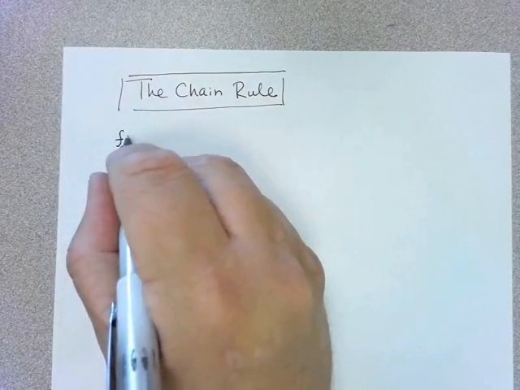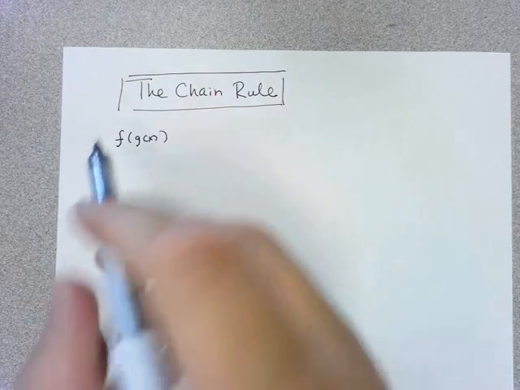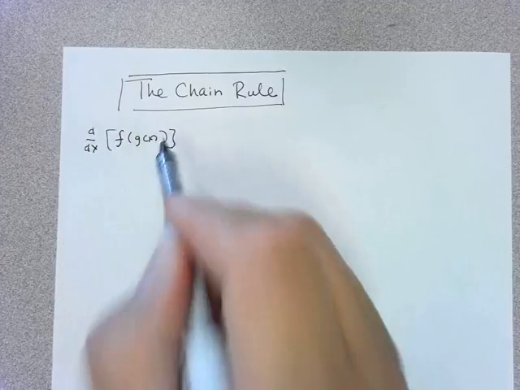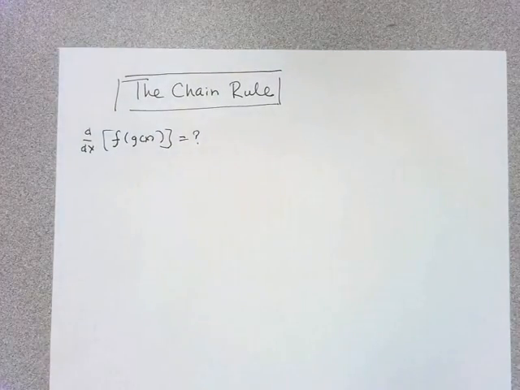So the motivation behind it is, what we want to do is understand, if I have f of g of x, so I'm putting g inside f, and I want to take the derivative of this. The derivative of f of g of x. What is this going to be? How's the rule going to work?